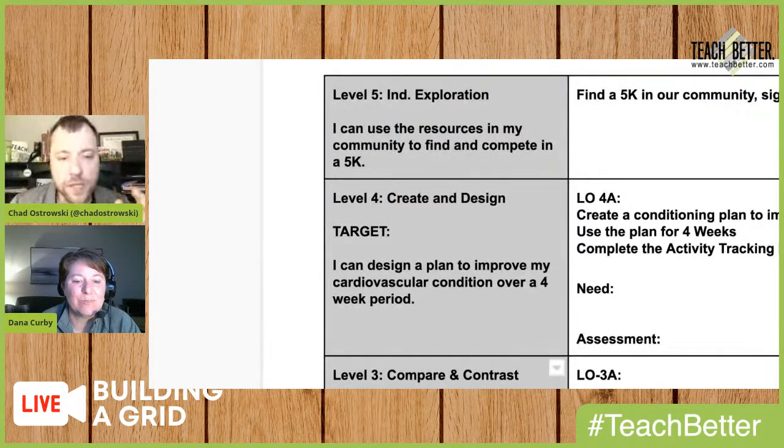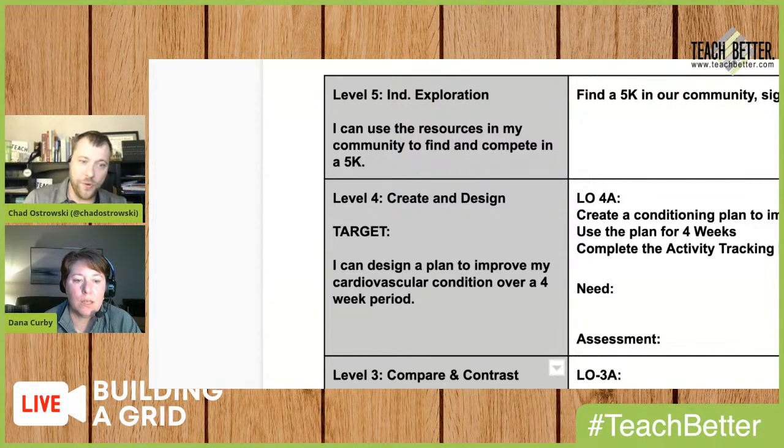So level 4 is I can design a plan to improve my cardiovascular condition over a 4-week period. I absolutely think that's a perfect level 4. I don't actually think that needs any improvement. I love it. And I really love level 5 because I'm a runner. I could use my community resources to find and compete in a 5K. Honestly, I think you could do so much with that if you think about it.